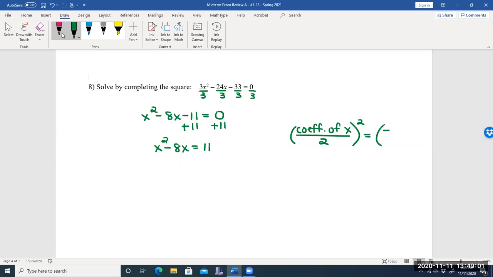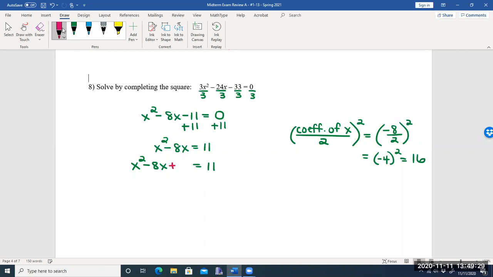So for this problem, our b is negative 8. When I cut it in half, I get negative 4. And then when I square, I get positive 16. We're always going to end up adding a positive number, because you're squaring. So you're not going to ever get a negative. It's always going to be a positive.